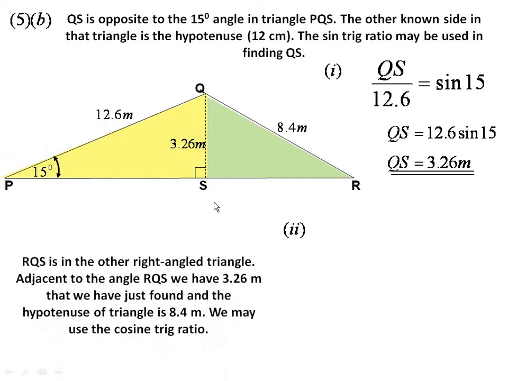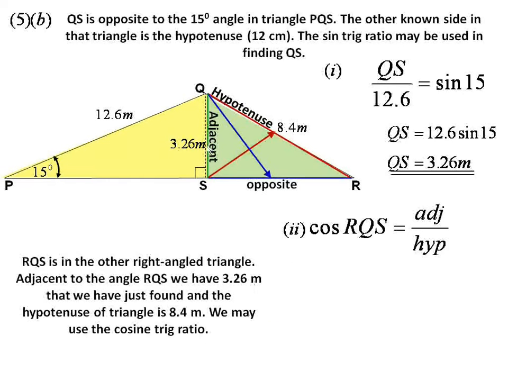RQS is in the other right angled triangle, which is this one that we have right over here. Adjacent to that angle, which is RQS, we have 3.26 meters. So if we are talking about the angle at Q, which is the angle RQS, adjacent to that angle we have 3.26 meters. The hypotenuse is the longest side, and opposite to it we have SR.